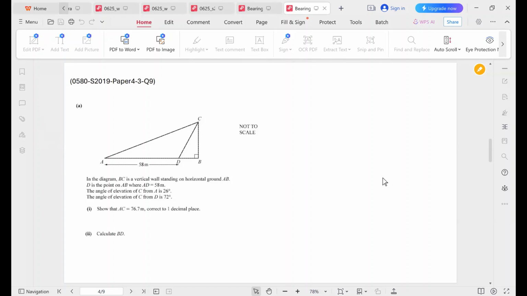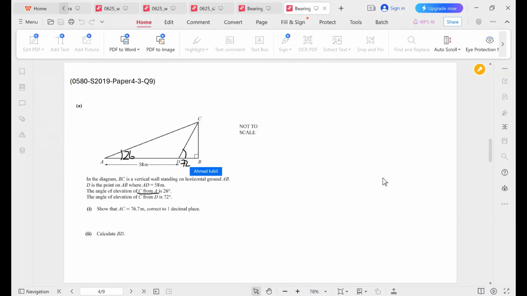Right, so in order to figure this out, let's first write down the givens. We are told that the angle of elevation of C from A, so basically A is looking up at C, and I want the angle with the horizontal. This angle here is 26, and then this angle here would be 72.